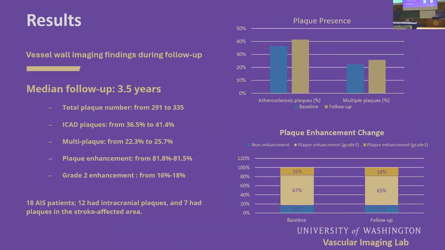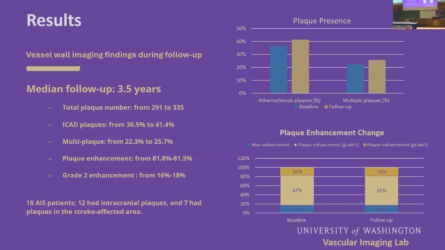So in terms of looking at our patients at baseline, 36% of patients had intracranial atherosclerosis, and that increased as we followed these patients longitudinally. In addition, a quarter of patients had multiple plaques, and that also increased as we progressed through the study, and plaque enhancement generally did not increase within this cohort.